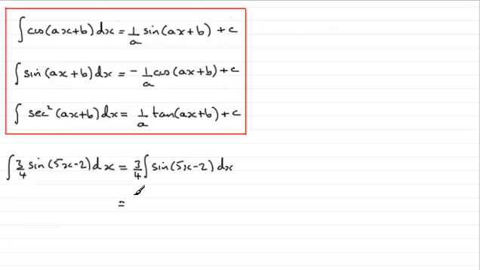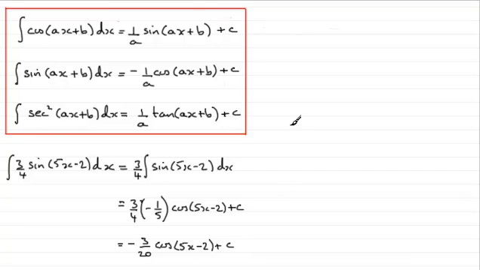Now, we can keep that 3/4 there, and we're integrating sine of (5x - 2), sine of (ax + b). It's got that format, 5x - 2. The a is the 5, the b is minus 2. We're adding minus 2. The result, though, is minus 1 over a cos of (ax + b). So the a value is the 5, so we've got minus 1/5 of the cosine of (5x - 2). And don't forget that constant of integration plus c. We just need to tidy this up now, and we end up with minus 3/20 of the cosine of (5x - 2) plus the constant of integration c.